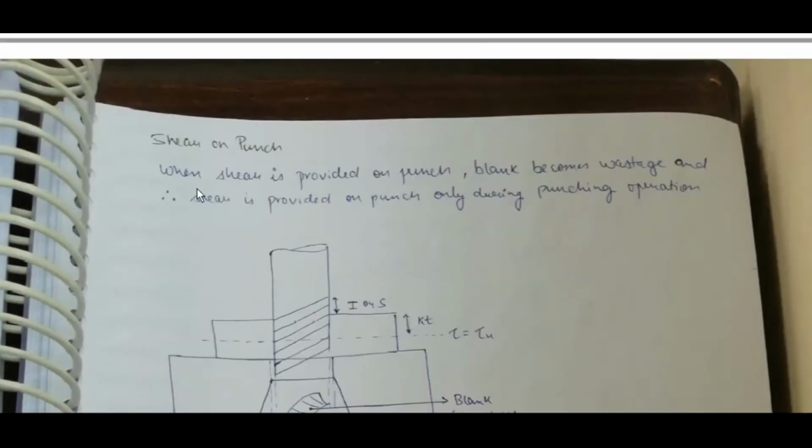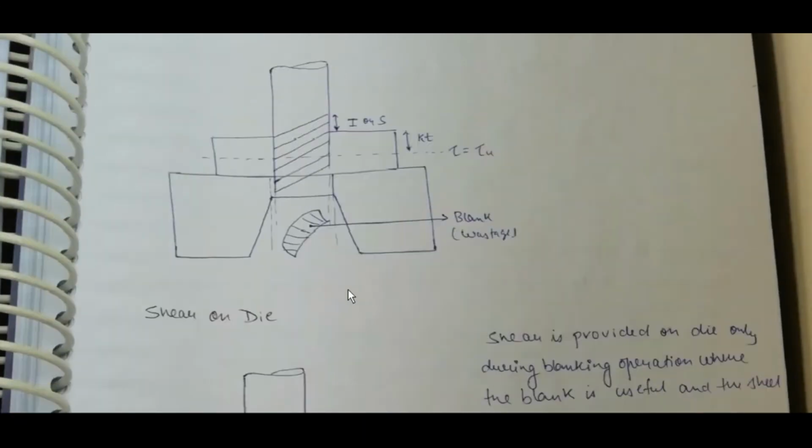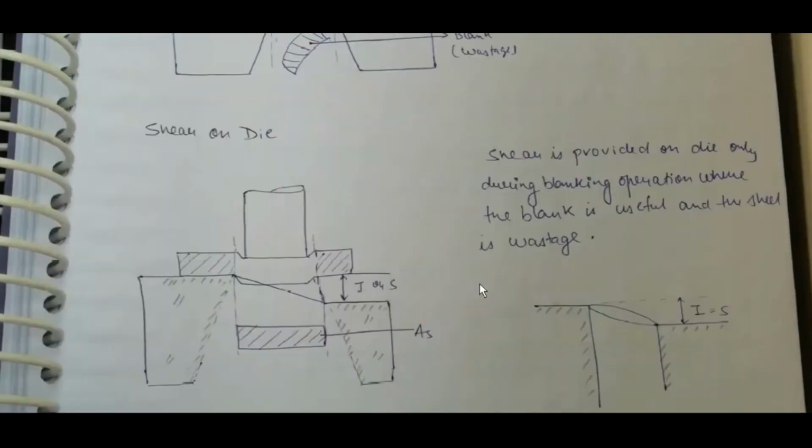Shear on punch: when shear is provided on the punch, the blank becomes wastage. Therefore shear is provided on the punch only during the punching operation, where the blank becomes wastage. Shear on die: shear is provided on the die only during the blanking operation, whereas the blank is useful and the sheet is wastage.